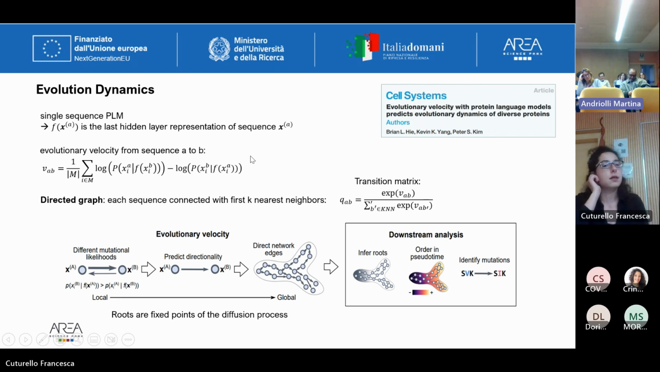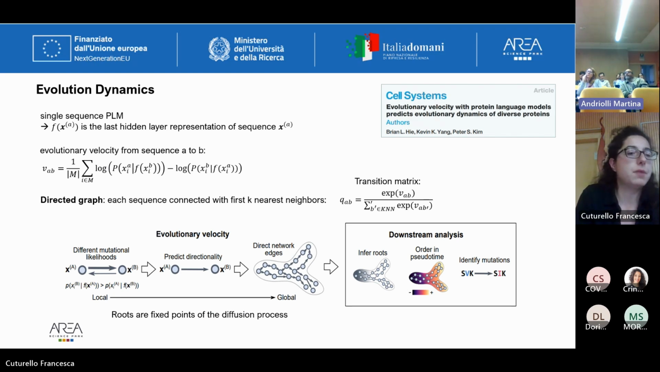Then they constructed a directed graph where each sequence representation is connected to its first k nearest neighbors, still in representation space. And they define the transition matrix in a very natural way from the evolutionary velocity they were introducing before. And at this point, we have basically a directional graph.